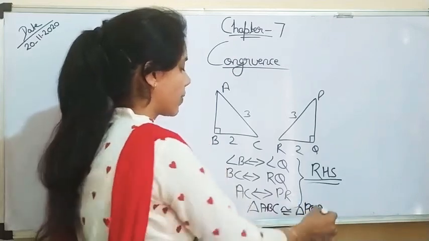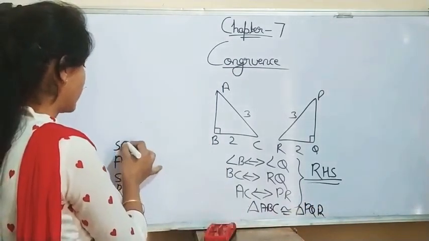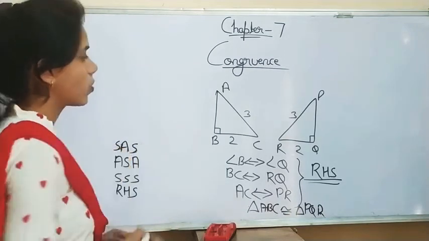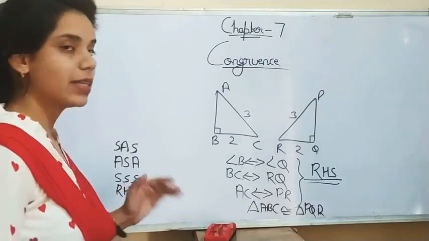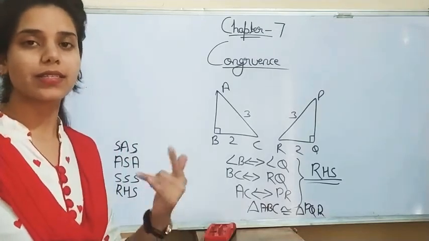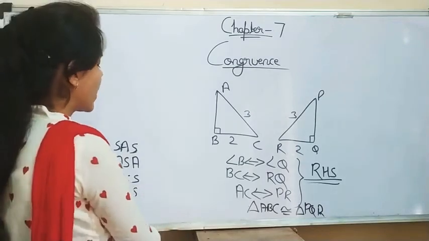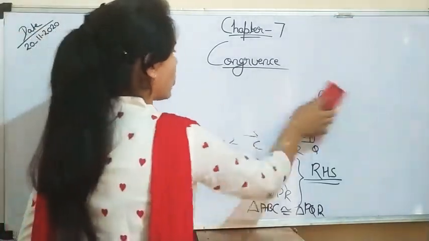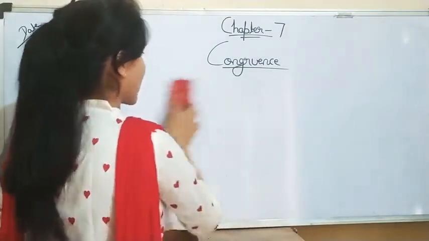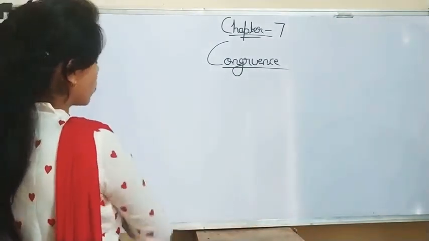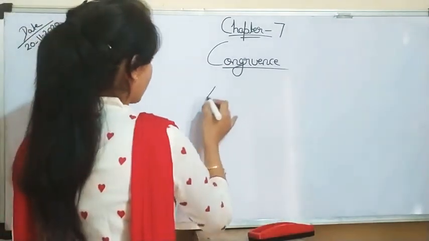Okay. So these are the criteria which we have already studied. In this way, you have to observe whether their angles correspond to each other, and whether their sides correspond to each other. Now the most important thing is that you have to observe: if angles are equal but the measurements of the sides are not equal, then those triangles are not congruent. See how.